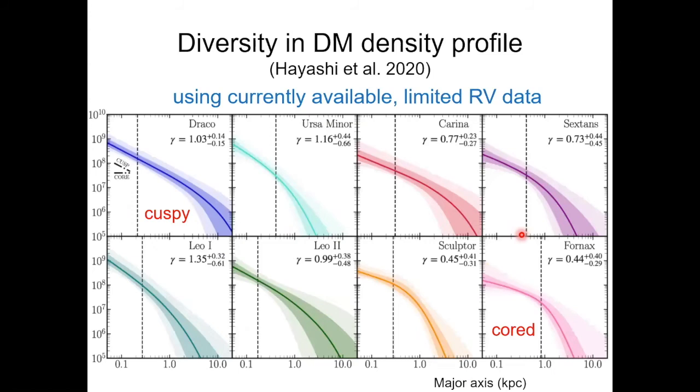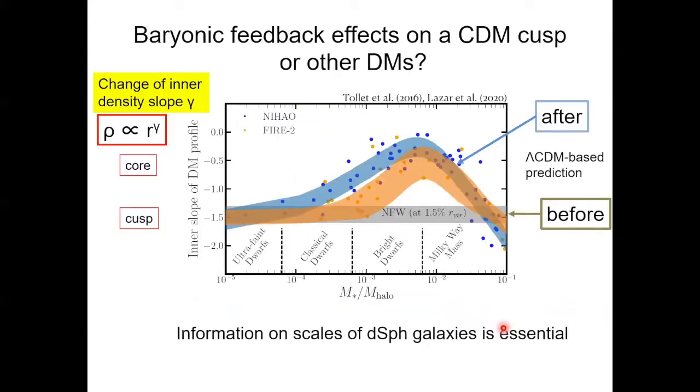Actually, we analyzed the 8 dwarf spheroidal galaxies, and there's a diversity. And again, I'd like to emphasize that this is based on the currently available radial velocity data, but data is limited right now. But anyway, there's diversity. Draco is cuspy, as I said, Ursa Minor as well. And these others are kind of cored, mildly cored. Okay, so there's a diversity. Why is there a diversity? It's probably due to baryonic feedback effects on the dark matter cusp, or the central part of the dark matter.